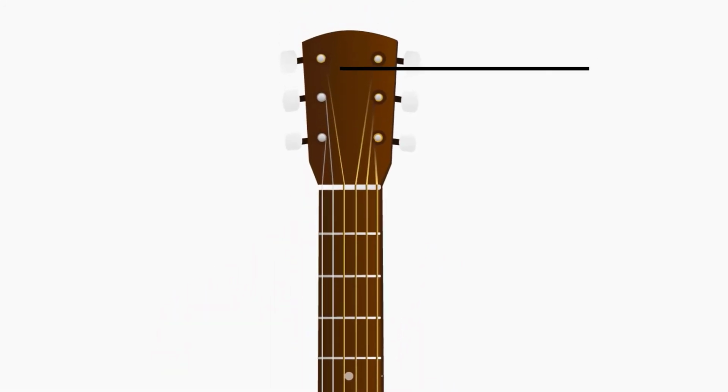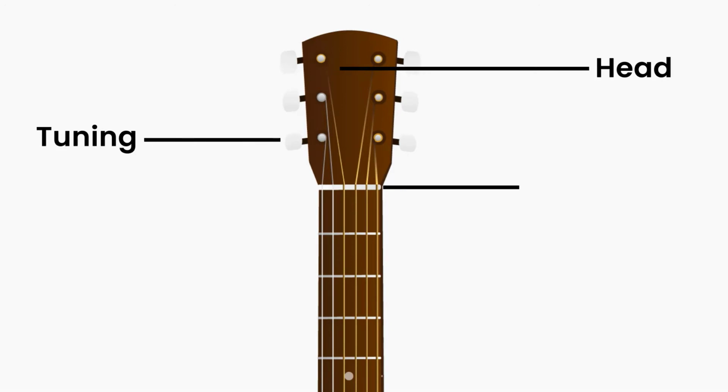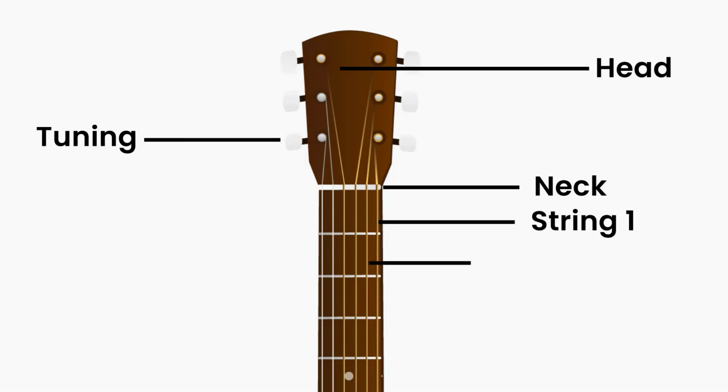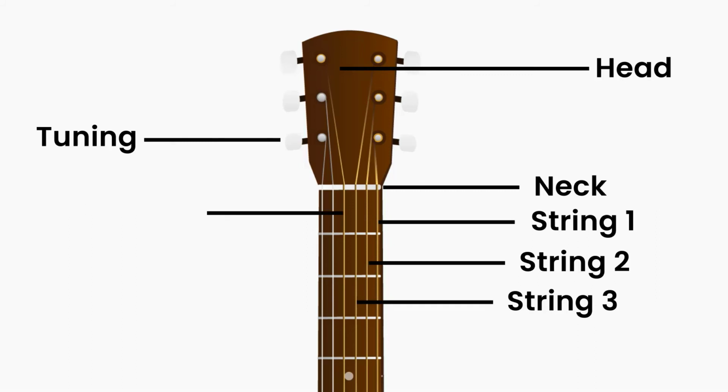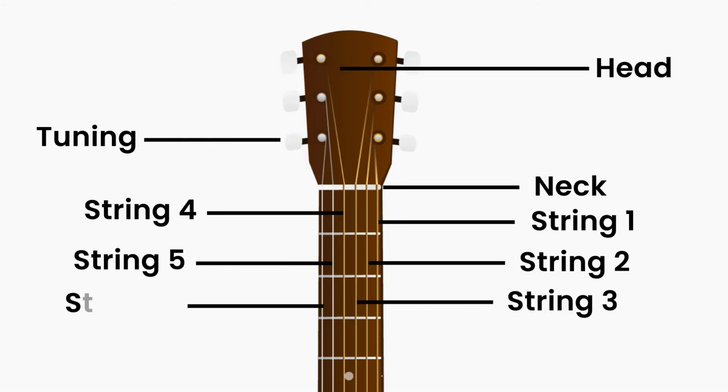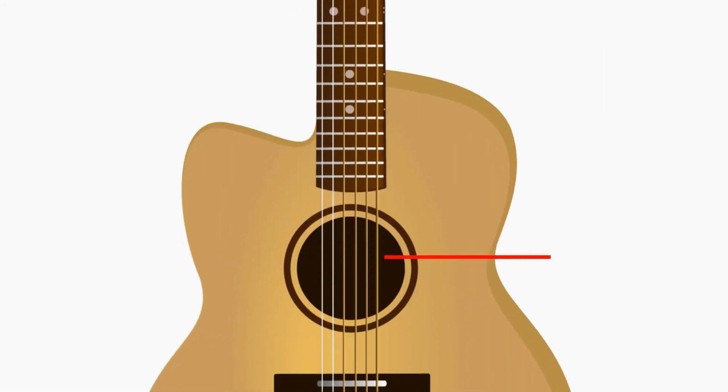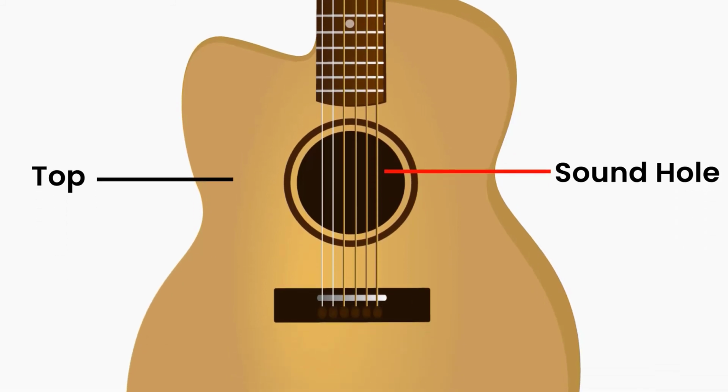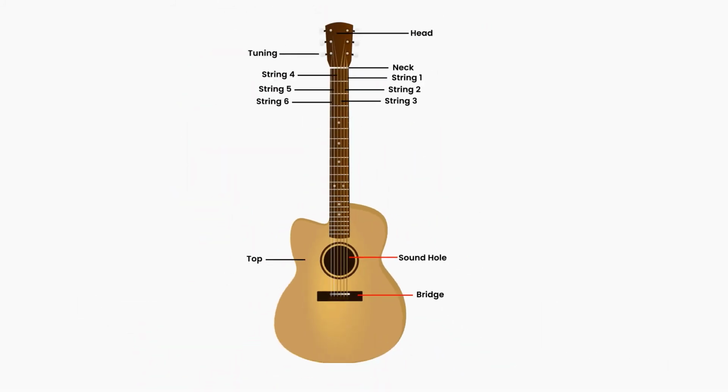Parts of a guitar include head, tuning, neck, string 1, string 2, string 3, string 4, string 5, and string 6, sound hole, top, and bridge.